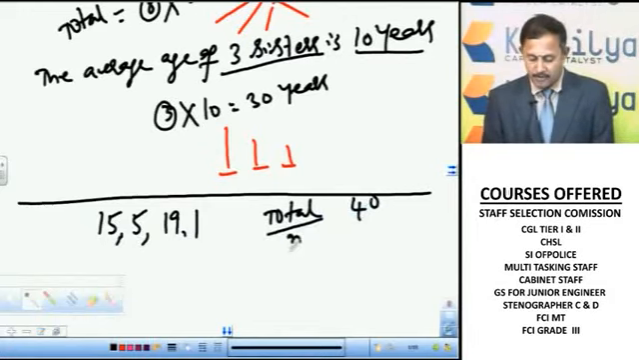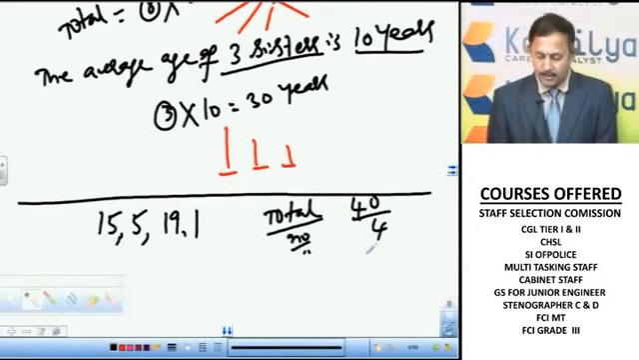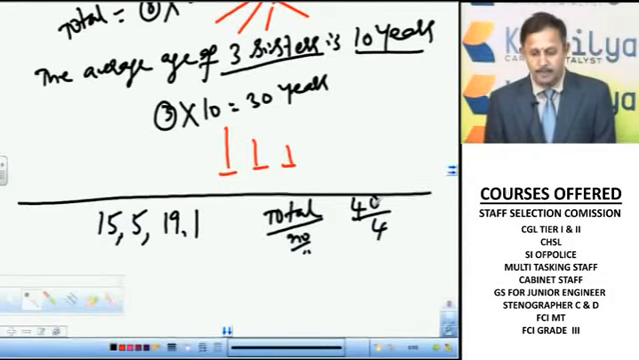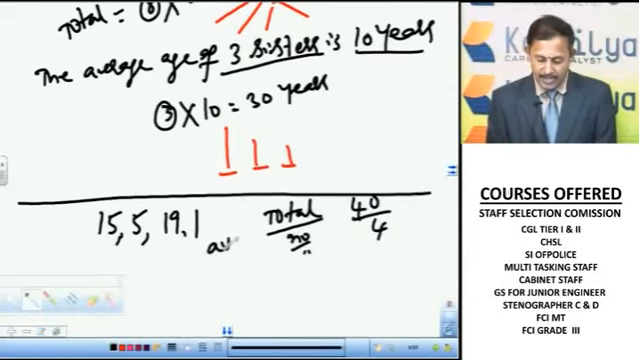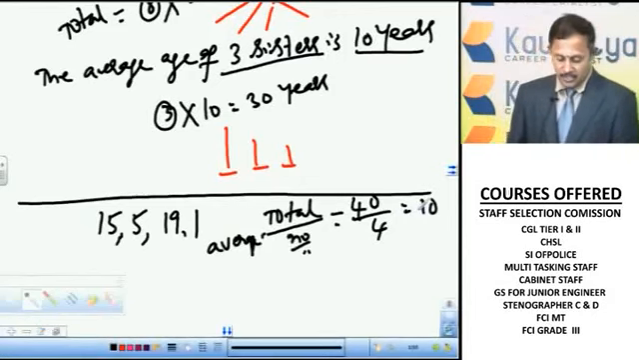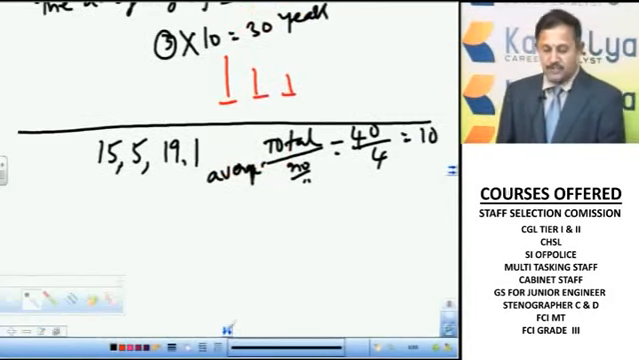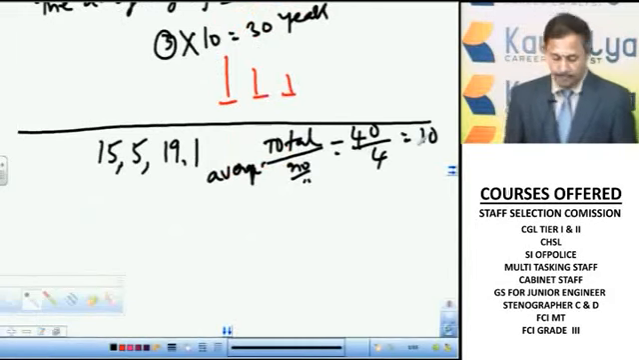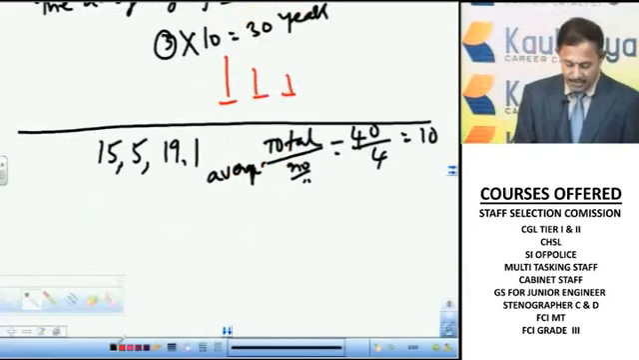And what is the number of elements in this group? 4. Total is 40, number of elements is 4. So therefore we can calculate the average as total by number of elements, which is equal to 10. So there are 4 elements in this group and the average for these 4 elements is total by number, which is 10. So let us observe one condition.